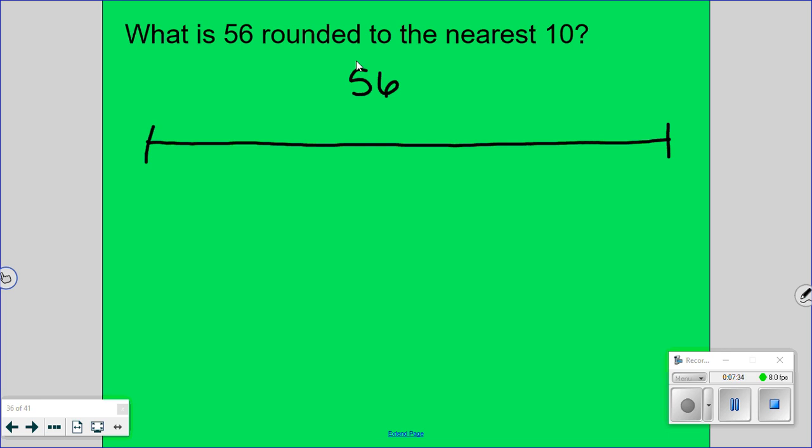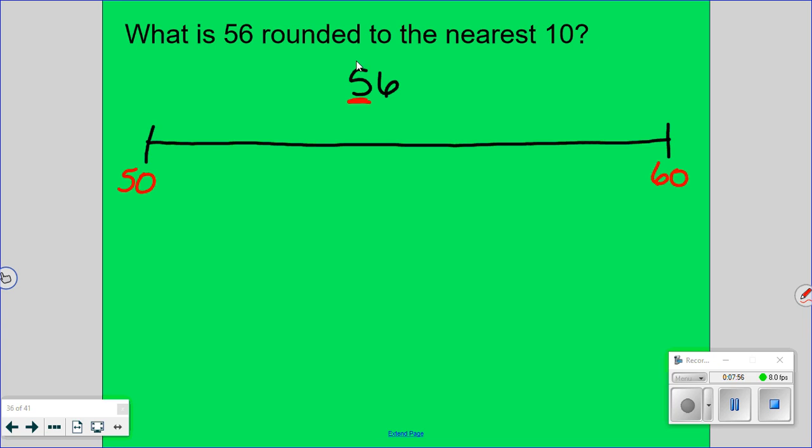Another trick is to look, where are my 10s in this number? 5. But that's really 50. That's going to give us a hint. We should probably start at 50. And then I need a number line that's 10 numbers long, which means I'm ending at 60.